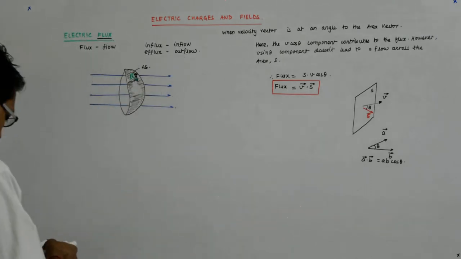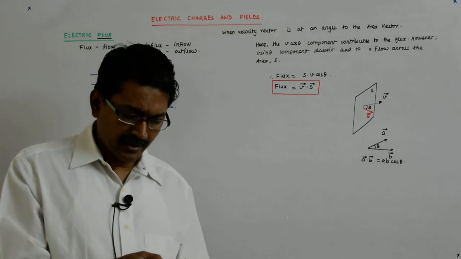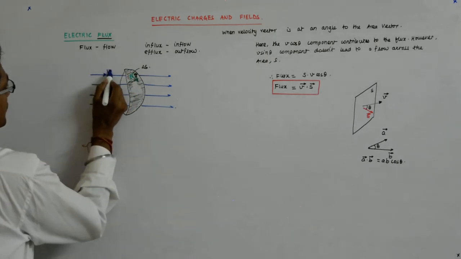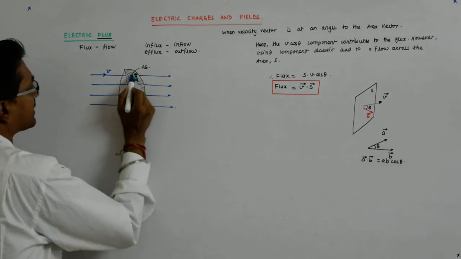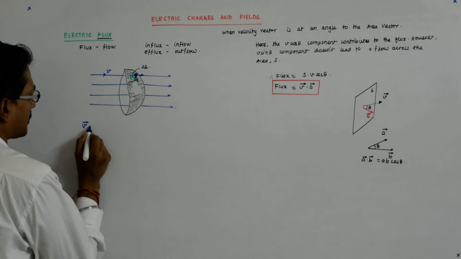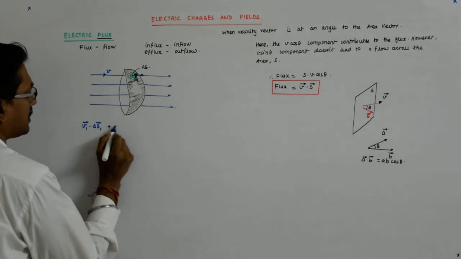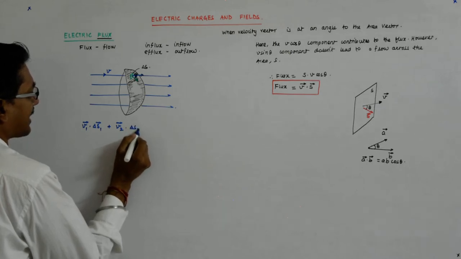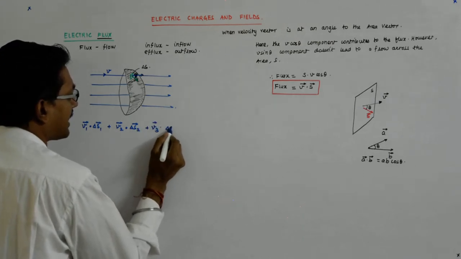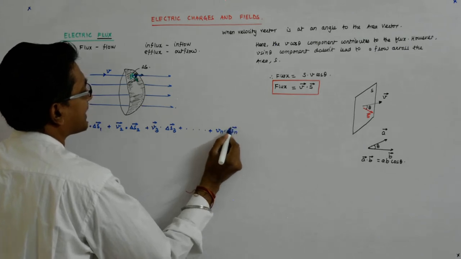And what has happened? I have divided the whole into such tiny areas, delta S. So I start applying this on this. So this is my velocity vector. Okay. And at this point, so this is my velocity. So I apply V dot delta S. Okay, say V1 dot delta S1 plus V2 dot delta S2. This is the dot product. It is not simple multiplication. Plus V3 dot delta S3 plus, and so on, Vn dot delta Sn.